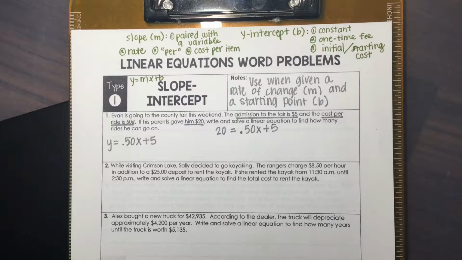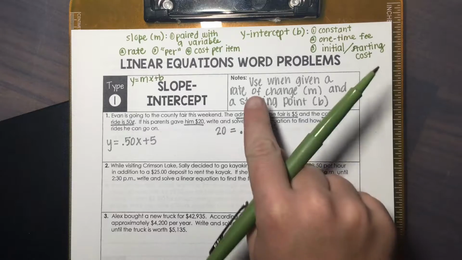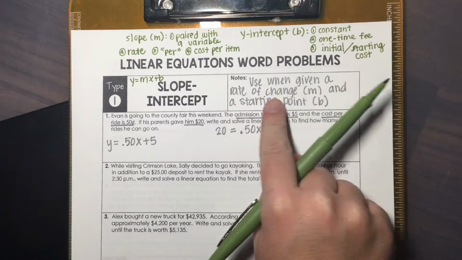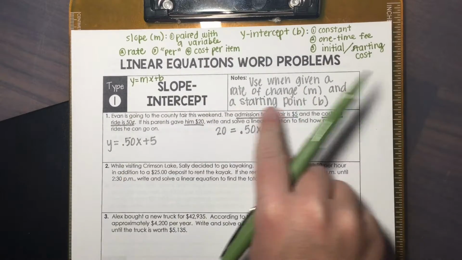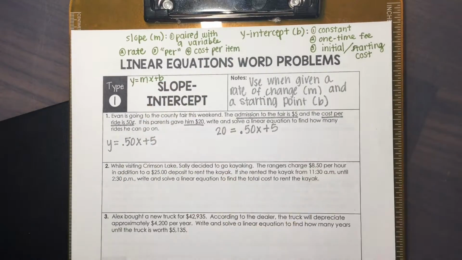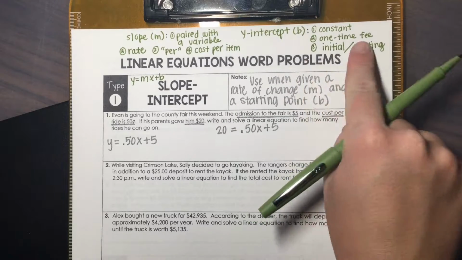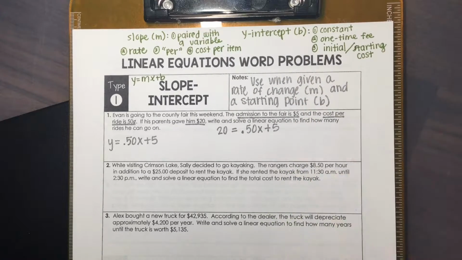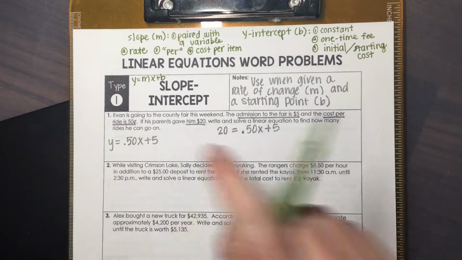So let's go ahead and jump into these word problems. The notes say use when given a rate of change, which is our m, and a starting point, which is our b. A one-time fee is a starting point, and an initial cost is our starting point. So let's look at number 1.